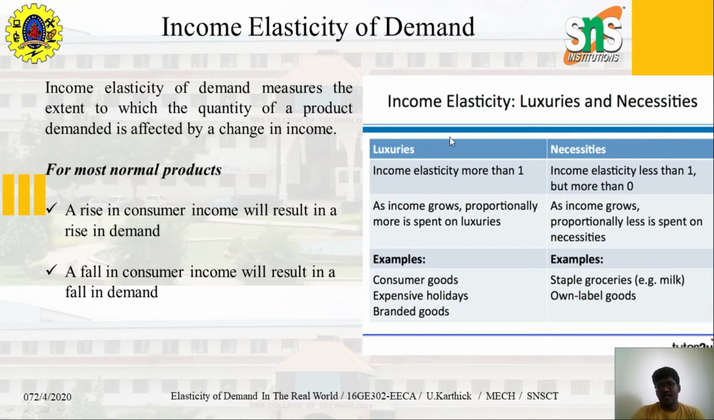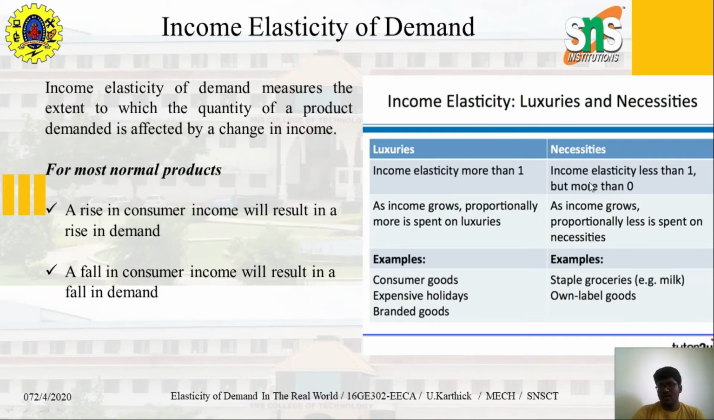How can we compare luxuries and necessities? If we earn more money, we opt for luxuries. If the earning is very low, the goods come under necessities, right? If income elasticity is more than one, he will choose consumer goods, expensive holidays, and branded goods.